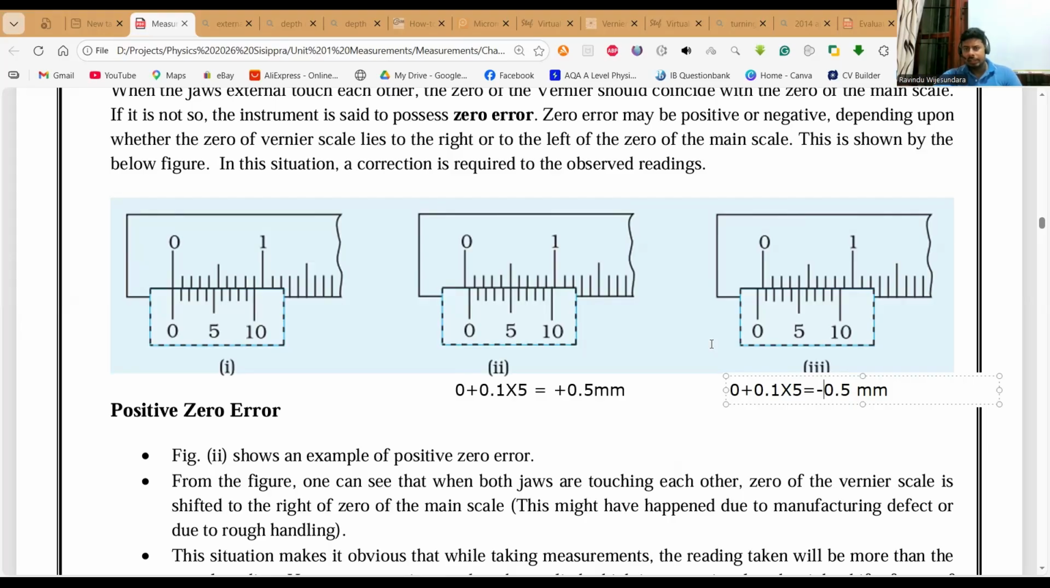So you can easily identify whether it's a positive zero error or negative zero error just by comparing the positions of the main scale zero and vernier scale zero, right? Okay. I hope this is fine with you. Then we will do some examples of calculating the zero errors. Then you will understand more on this one. Okay. Now we will go to the exercise.